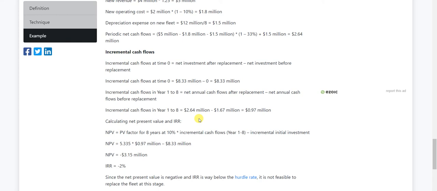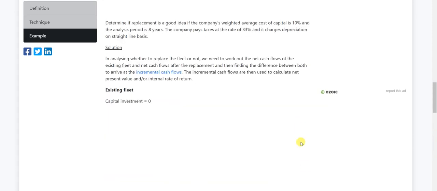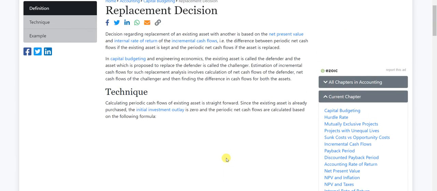Okay, so this is how I have explained the replacement decision method with the incremental cash flows of the replaced fleet and the existing fleet. So here we are done with the replacement decision technique.